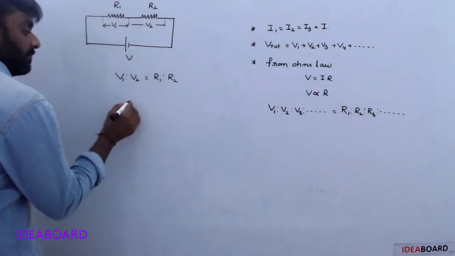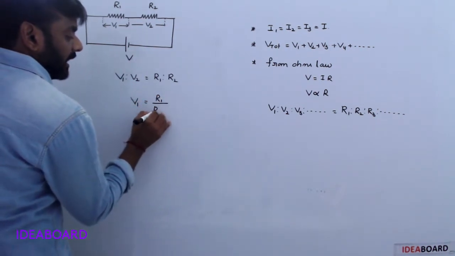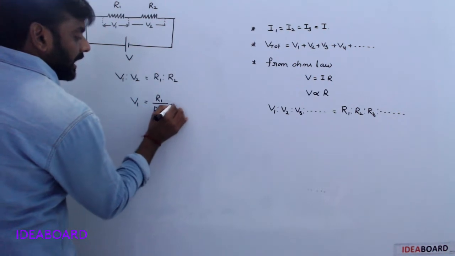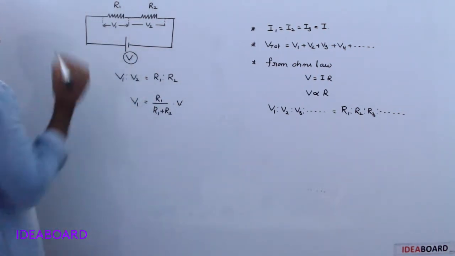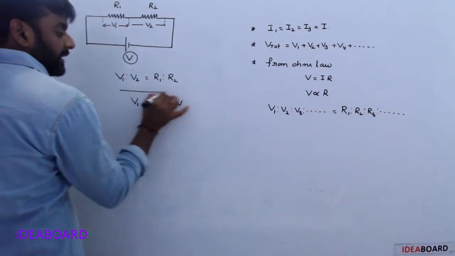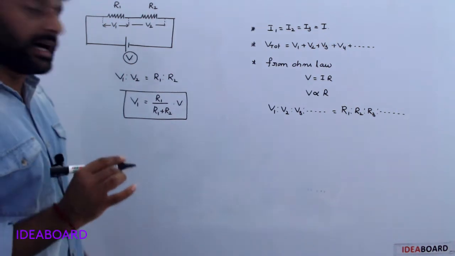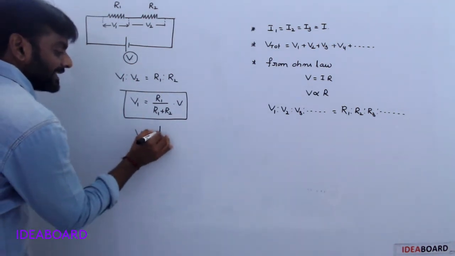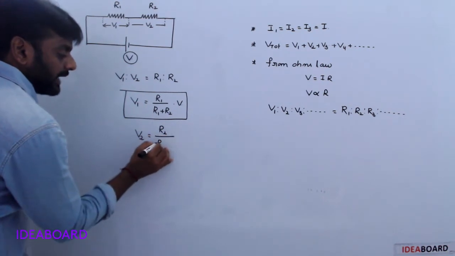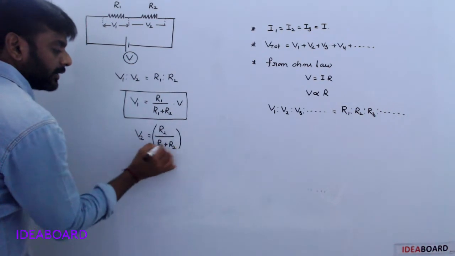What about V1? V1 is equal to R1 by R1 plus R2 into V, because the total potential is V. So simply V1 equals R1 by R1 plus R2 into V. What about V2? V2 is equal to R2 by R1 plus R2 into V.